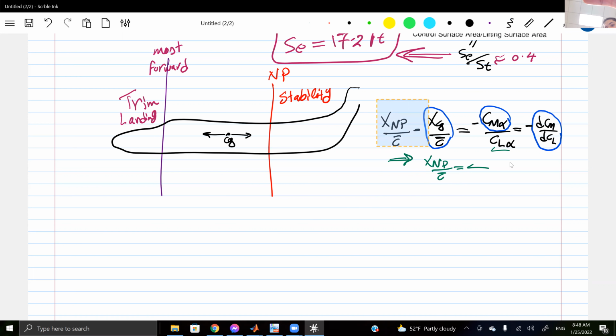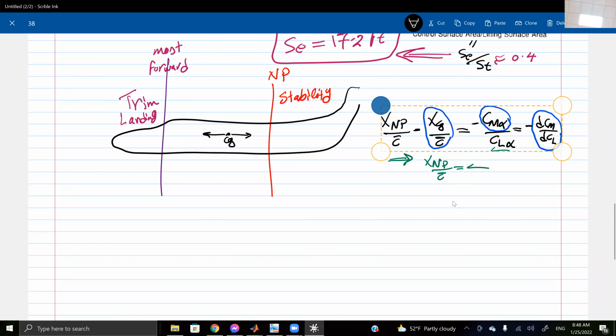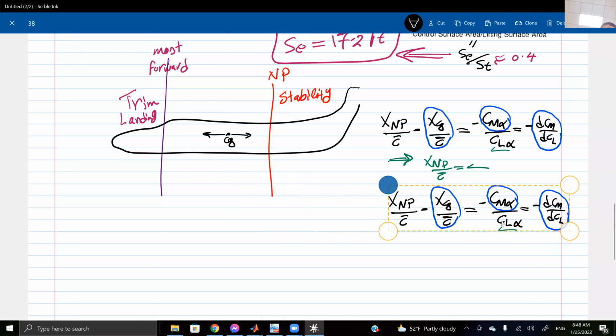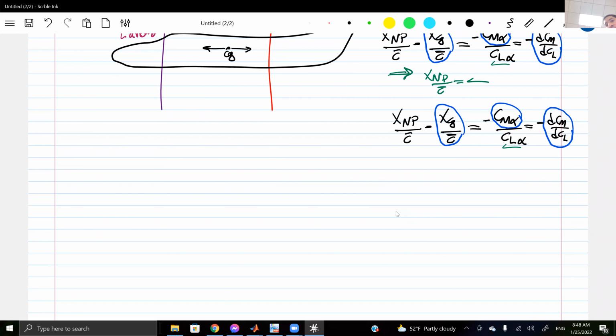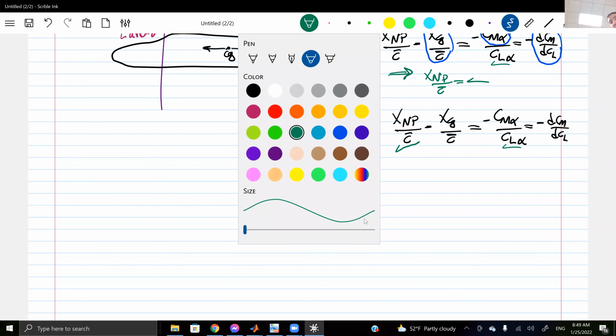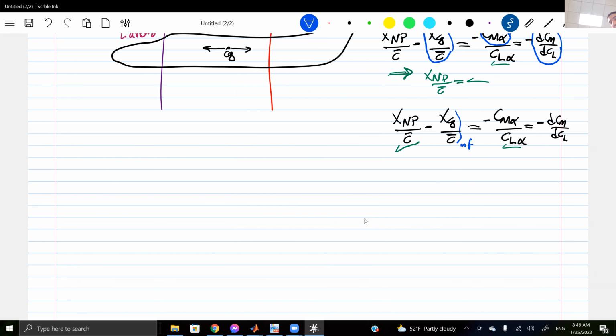I'm going to simply copy it one more time, after I determined the neutral point, and I'm going to apply it again. Now what do I have? Well, the CL alpha doesn't change, it's an aerodynamic characteristic. And the neutral point also doesn't change with the CG travel, it has nothing to do with the CG. And what does change with the CG? Well, of course, X CG itself. Now I'm calling it most forward, MF. So it has a corresponding CM alpha most forward, or a corresponding dCM by dCL most forward.